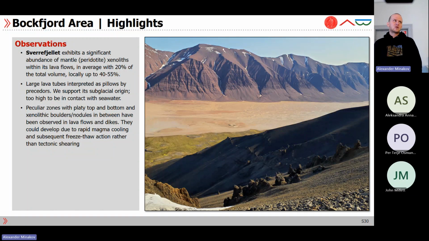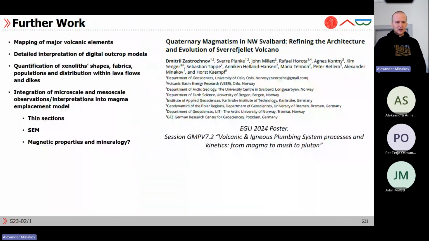Our working hypothesis is that they could develop due to rapid magma cooling and subsequent freeze-thaw action rather than tectonic shearing. That's what we see from the micro scale. We want to continue this work and hopefully get some results. We already submitted a poster to the upcoming EGU session, and hopefully by then we can get more results, which we can wrap up in a nice publication.